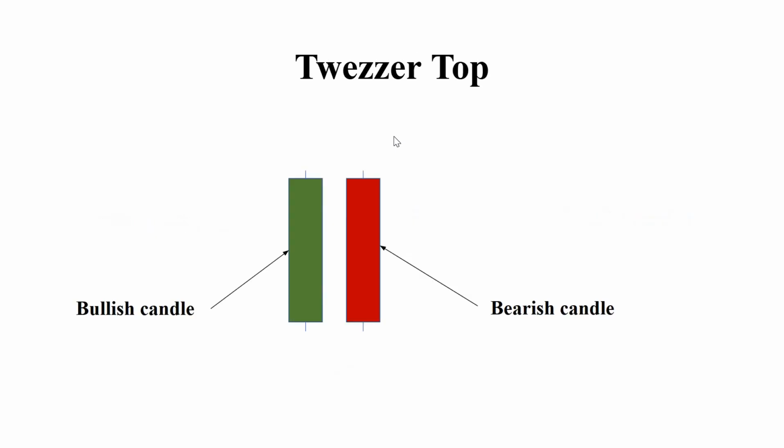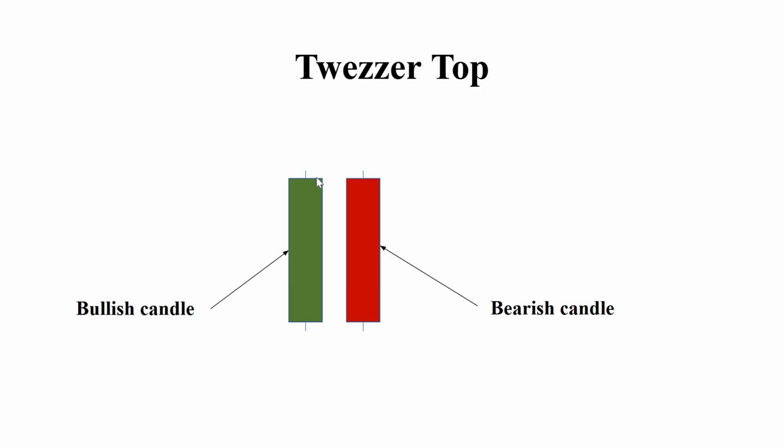So guys, the tweezer top candlestick pattern is made up of two candles. The first candle in this pattern is a bullish candle, and the second candle is the bearish candle. I'm going to explain the psychology behind the formation of this pattern. As usual, the bullish candle in this pattern indicates that buyers are in control of the market, and therefore they are pushing the price all the way up. So buyers push the price all the way up.